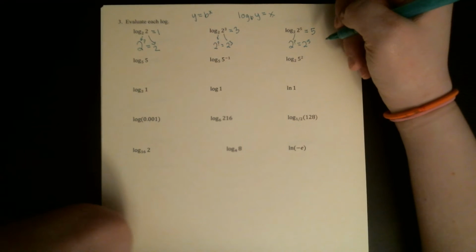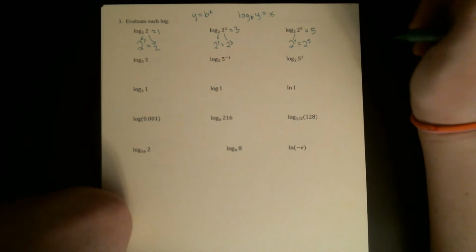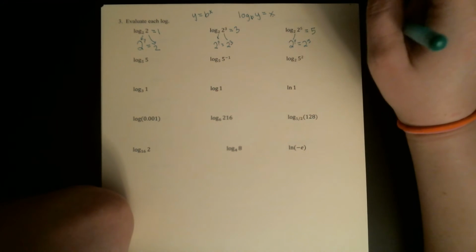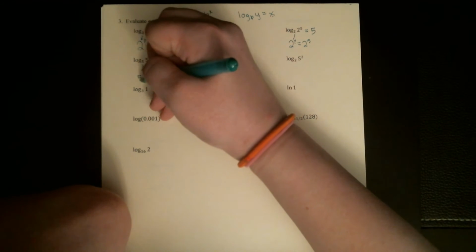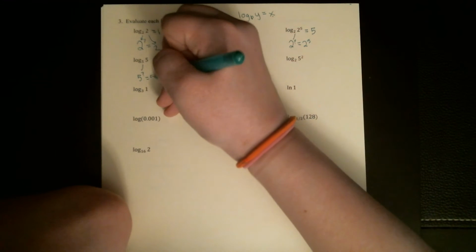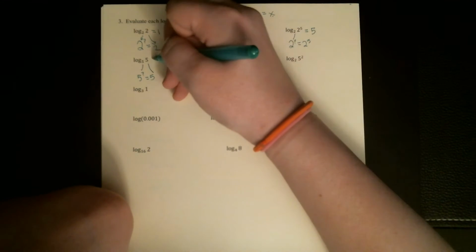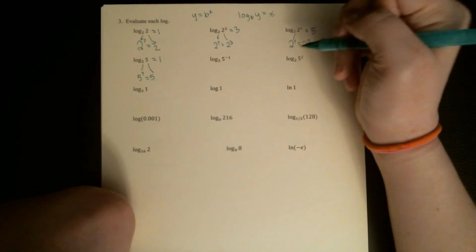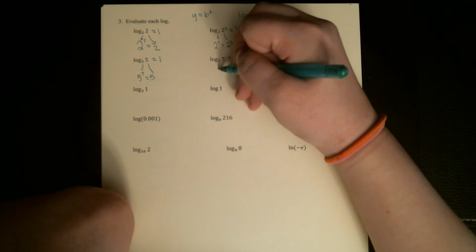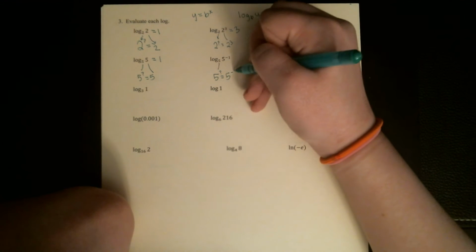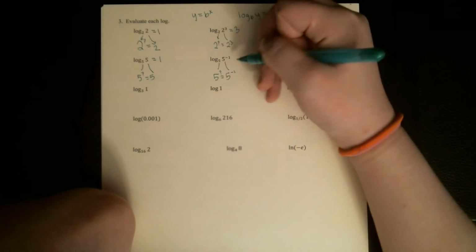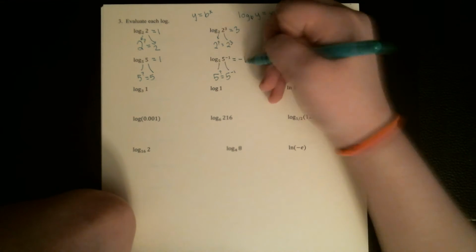Okay, let's work through the next row, and then I'll point out a couple of things that I hope we're starting to notice. Log base 5 of 5. So this is saying, what power of 5 will give me 5? And the answer is a first power. This one is saying, what power of 5 will give me 5 to the negative 1? And the answer is a negative first power.